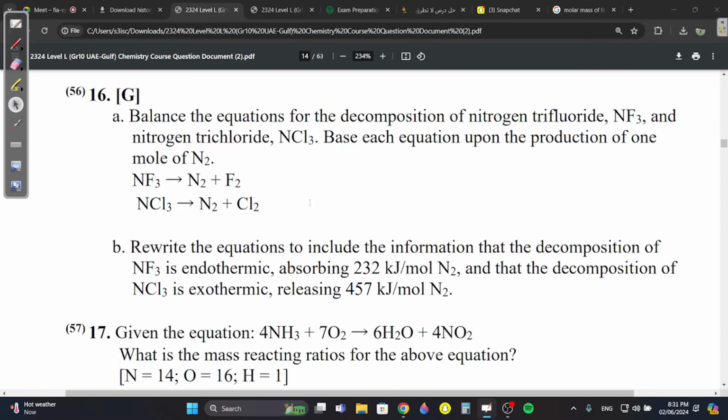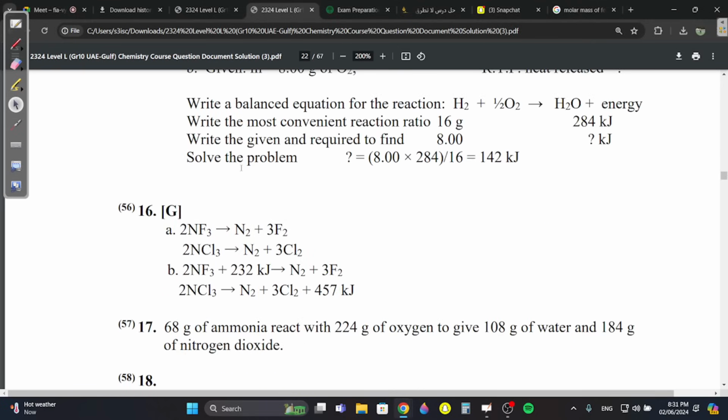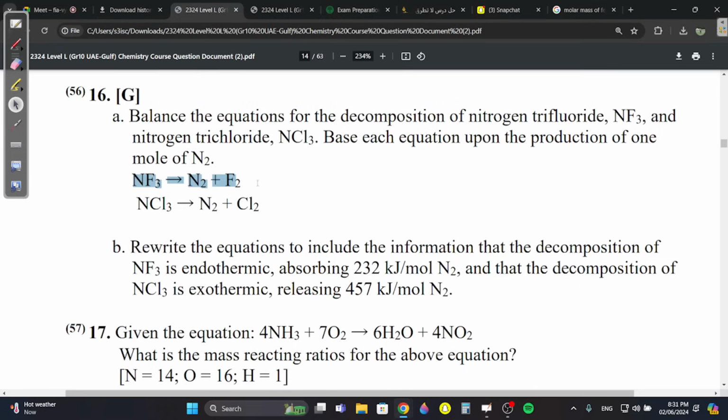This is the last one. Balance the equations for the decomposition of nitrogen trifluoride, NF3, and nitrogen trichloride, NCl3. Base each equation upon the production of 1 mole of N2. What do they want? They want to balance these?